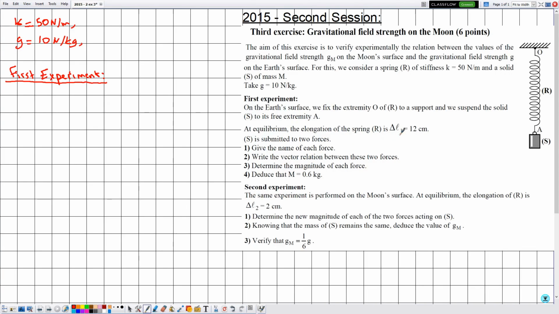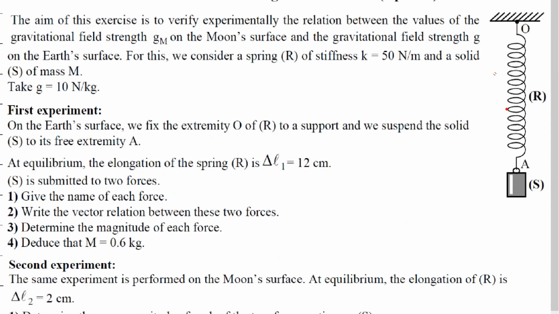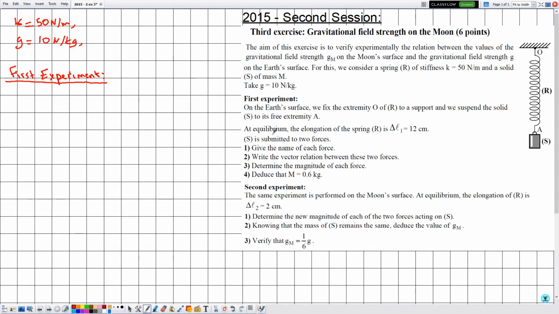On the Earth's surface, we fix the extremity O of R to a support and we suspend the solid S to its free extremity A. So here they are talking about this document or this figure at equilibrium. So the solid S is at equilibrium, then now we can use the condition of equilibrium. The elongation of the spring R is delta L1 equal to 12 centimeters. So this elongation corresponds to the gravitational field strength g equal to 10 newtons per kilogram.